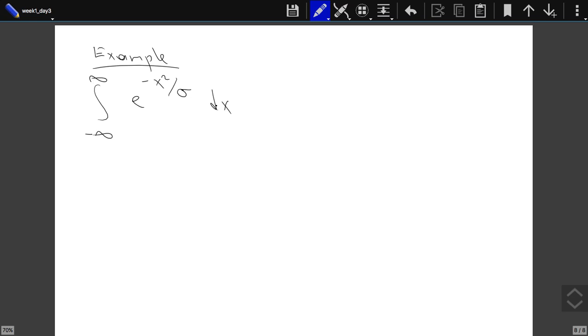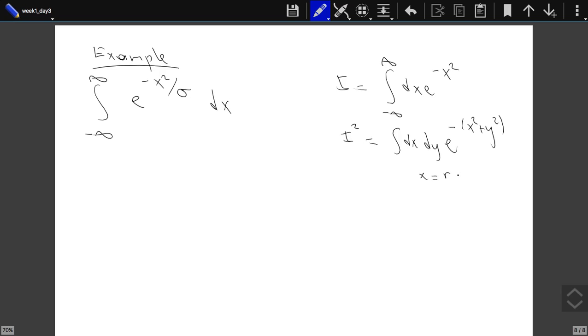Well, you see, if you want to calculate this integral, let's say I is equal to the integral dx of e to power minus x squared from minus infinity to infinity, just look at I squared, which is the integral over dx dy e to power minus x squared plus y squared. Go to cylindrical coordinates. And this integral for I squared is easy to evaluate. Then you will see that I is equal to square root of pi.